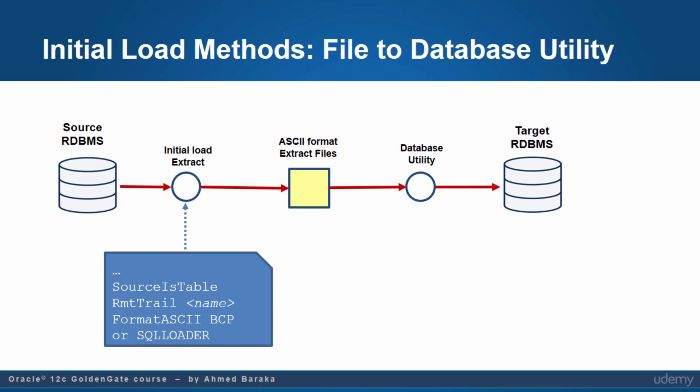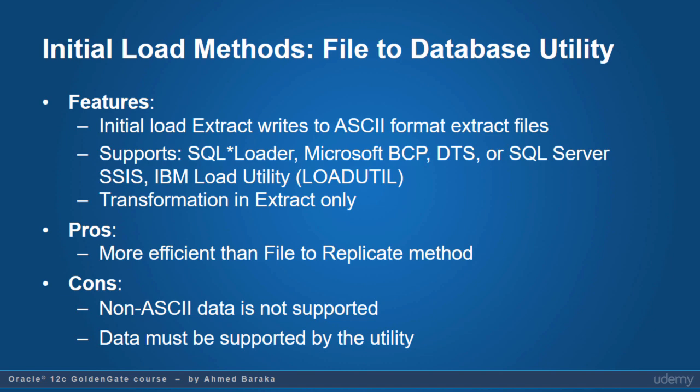To configure this method, use the RMTFILE or RMTTRAIL parameter and FORMAT ASCII with appropriate options, such as BCP or SQLLOADER. With the file to database utility method, transformation can be set on the extract side only. This method is considered to be an efficient method because of the tight integration between the utility and its database. On the other hand, this method doesn't support replicating non-ASCII data. Moreover, any limitation presented by the utility is also a limitation for this method.